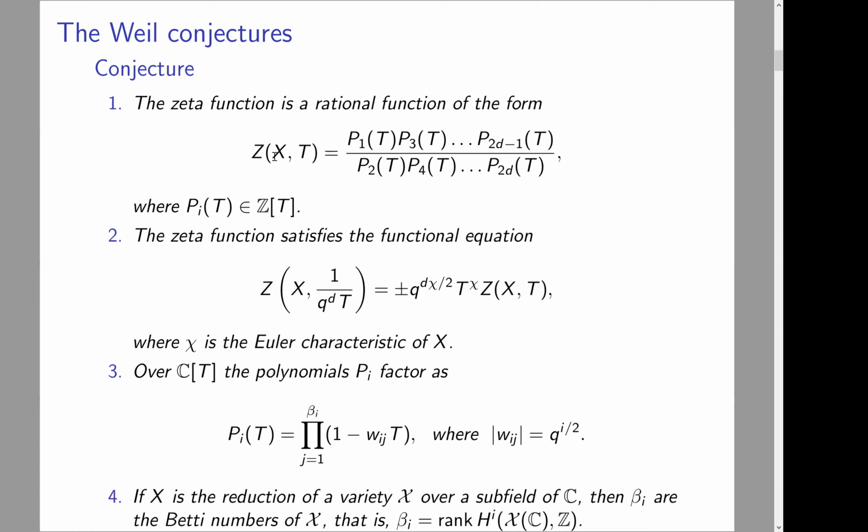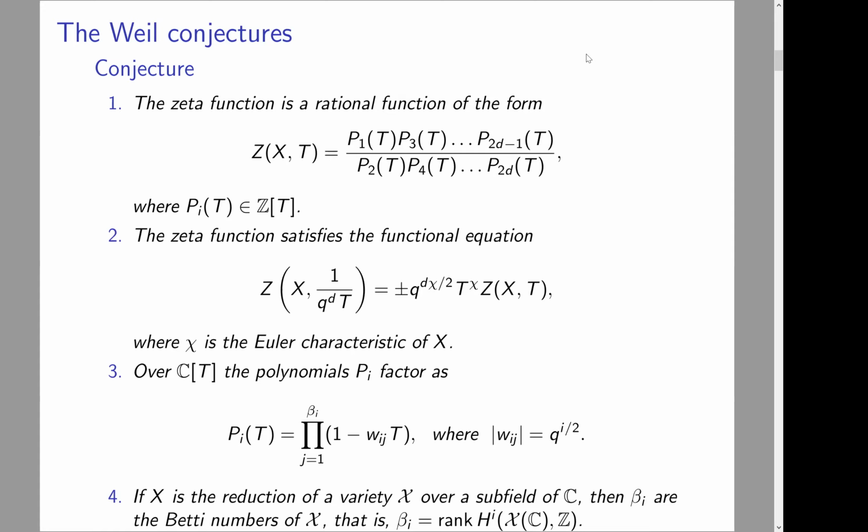So if X is, for instance, a curve, I'm missing something. There should be a P0 on the bottom, actually. That's a missing piece here. One of these should be P0. If X is a curve, we would expect to get a P0, a P1, and a P2. So it's one-dimensional. But for high dimensional things, we expect something like this. These are all integer coefficient polynomials.